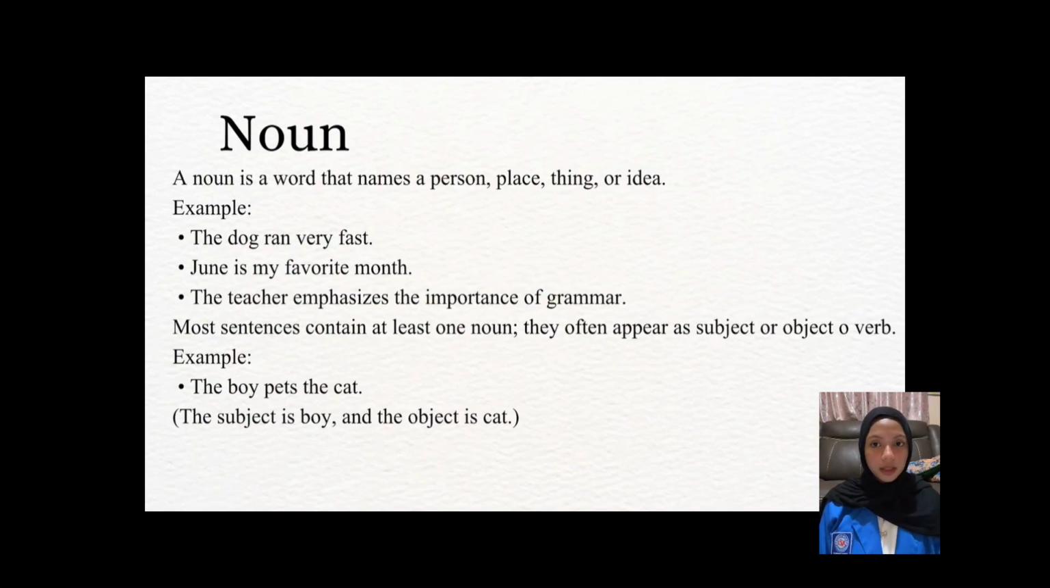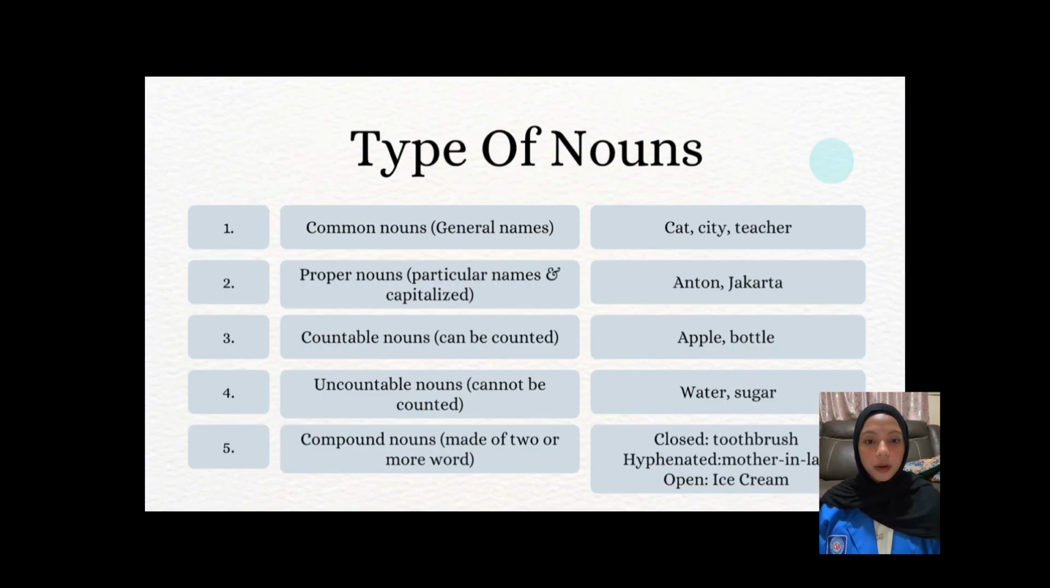Most sentences have at least one noun, usually as the subject or the object of a verb. For example, the boy pets the cat. Here the subject is boy and the object is cat. And now types of nouns. First we have common nouns, which are general names like cat, city, or teacher. And next is proper nouns, which are specific names and always capitalized, like Felix or Jakarta.